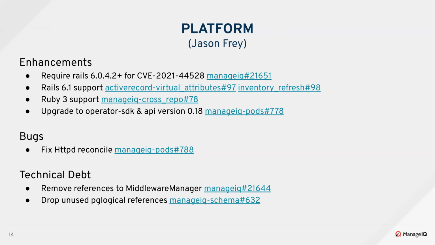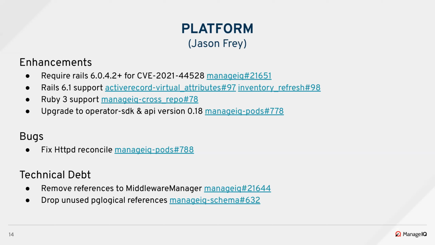And finally, Brandon updated our operator to operator SDK and API version 0.18. This gets us off of some of the v1beta1 APIs that we use over to the v1 APIs, which lets us support newer versions of Kubernetes. Eventually, we want to get our operator SDK upgraded all the way to the latest version, but this was a less invasive change that allows us to support newer Kubernetes. Brandon also fixed a bug in the operator with the reconciliation of the HTTPD pod that could come up, and that was fixed this sprint.